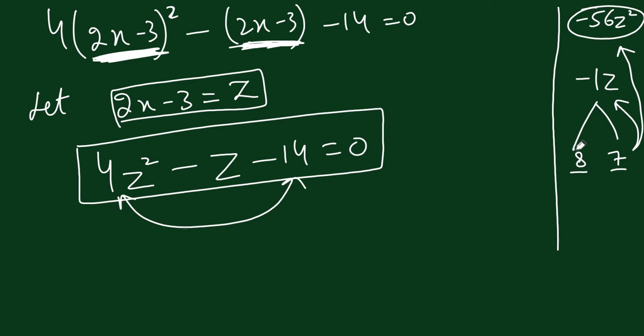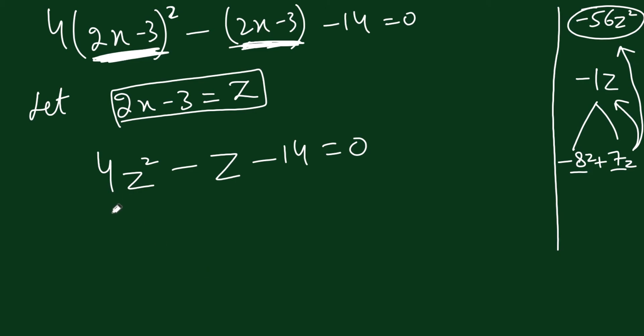But first we further clarify it using signs. Minus goes to middle term, sign goes to greater number. And since I want the answer minus 1, I should do minus 8 plus 7, right? Otherwise minus 8 minus 7 will be minus 15, but I want minus 1. So minus 8 plus 7 is minus 1, and minus 8 into plus 7 is minus 56. So in place of minus z, you will write minus 8z plus 7z, so 4z square minus 8z plus 7z minus 14 is equal to 0.